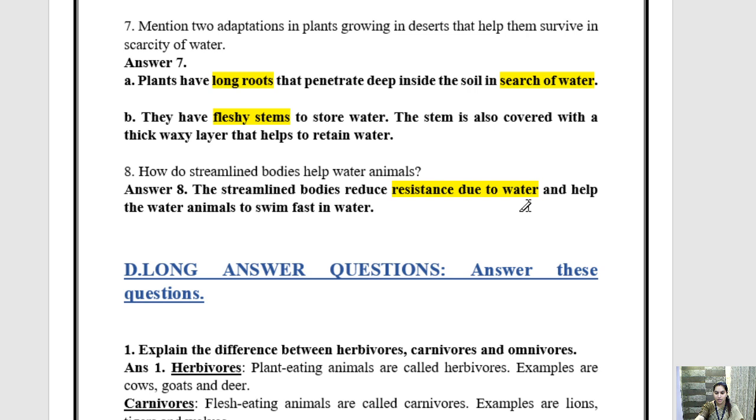So done. Children, here this herbivore, carnivore, omnivores you will write with black pen and please underline it. Okay. Now moving to next question, question number 2. Mention 2 ways in which plants are useful to animals and vice versa. So how plants are useful to animals and how animals are useful to plants. This we have to tell.